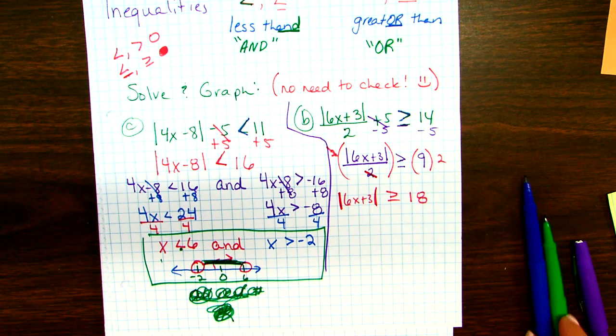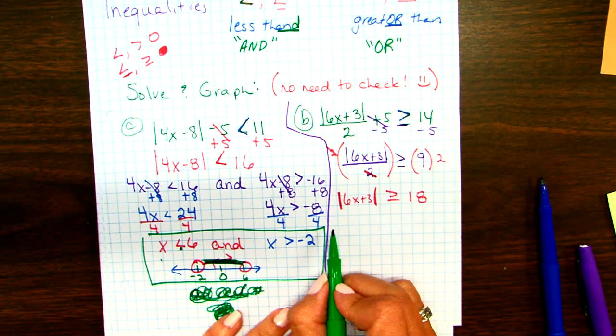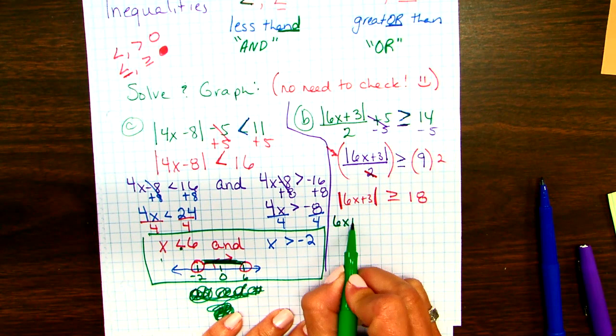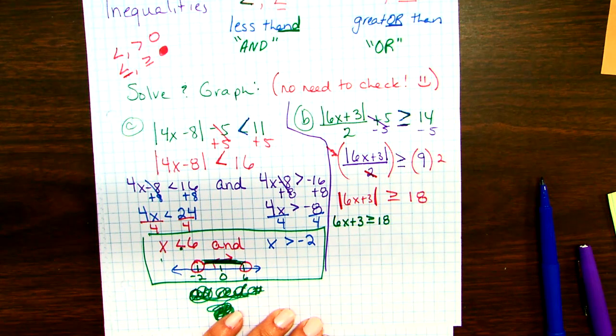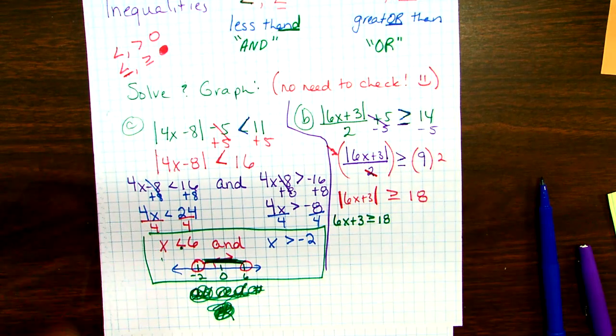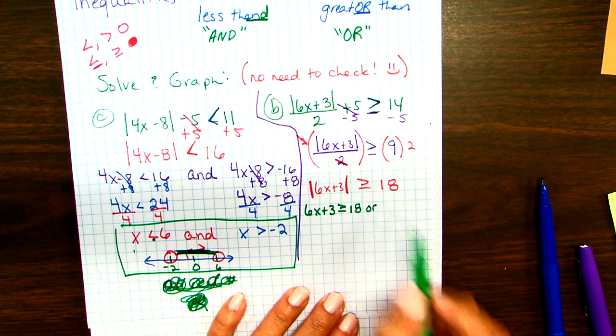Okay, so here's how we rewrite it. It's going to look the same thing. You're doing the same exact thing we just did here, except writing the word or in between. So that's 6x plus 3 is greater than or equal to 18. Just like we wrote yesterday, the very first thing. We don't change anything at all. Nothing changes. Because it's greater than, I'm going to write the word or.